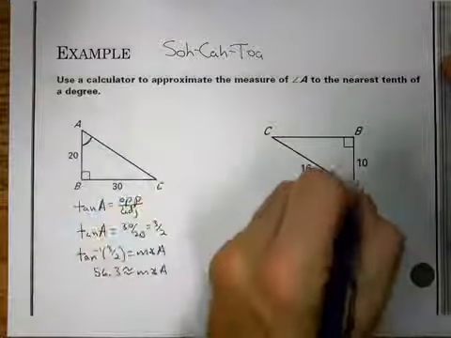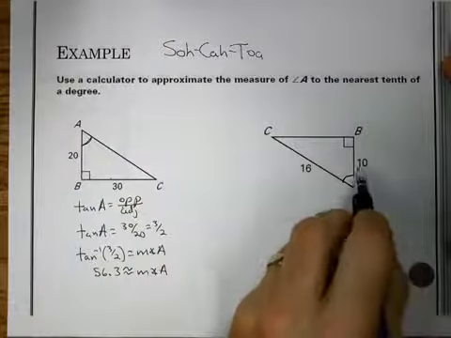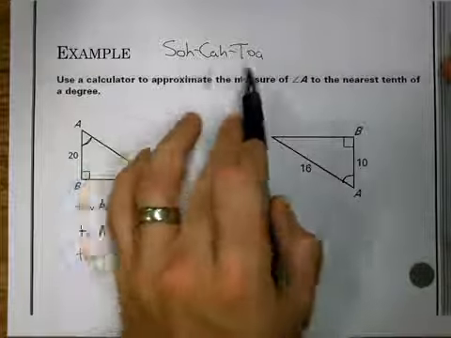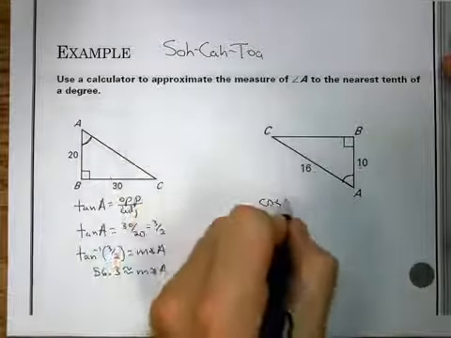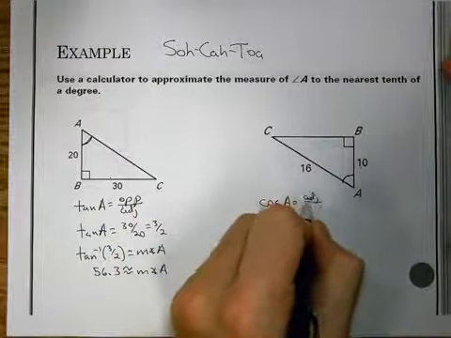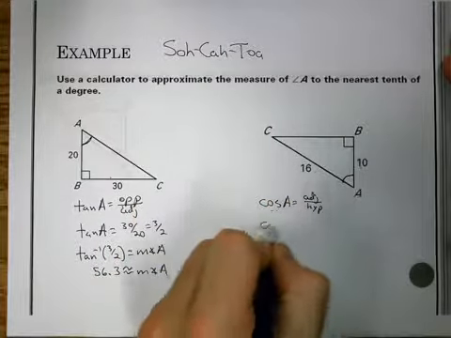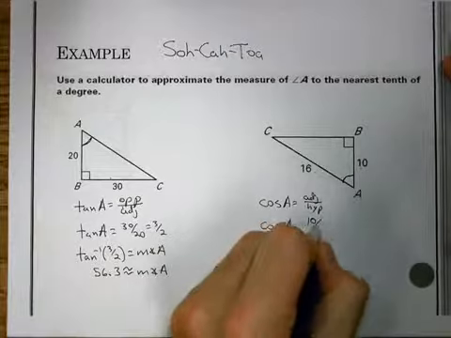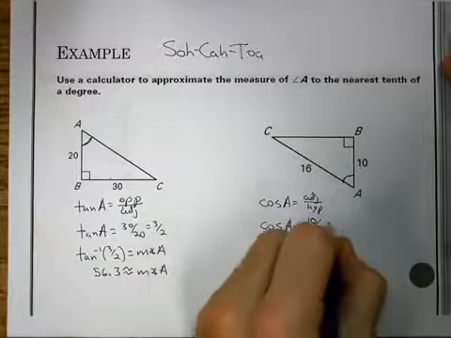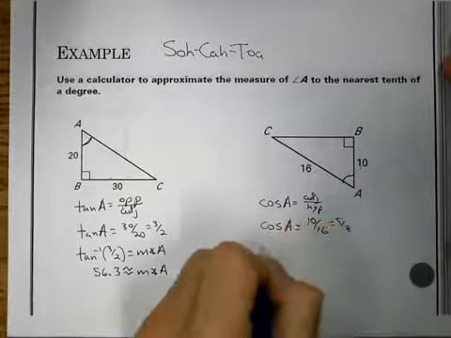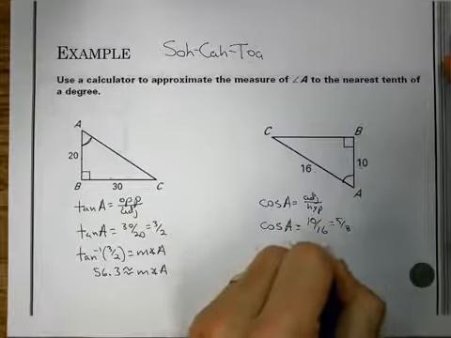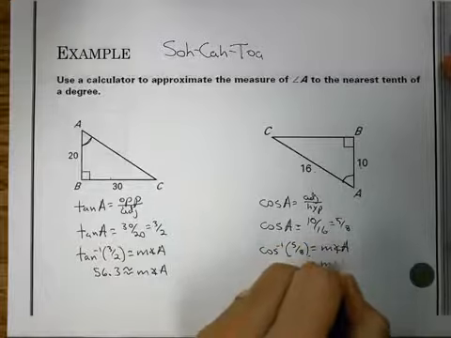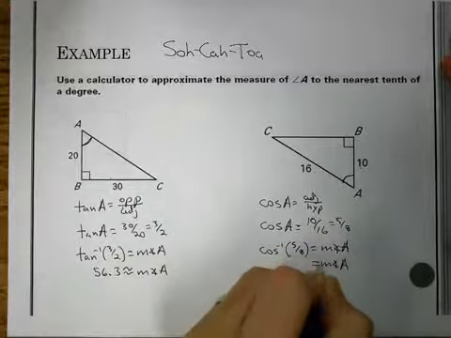Look at our second one. I'm looking at A. This time I have an adjacent and a hypotenuse. Look up here, adjacent and hypotenuse looks like cosine. So cosine of A is adjacent over hypotenuse. So cosine of A is 10 over 16, which is really 5/8. So cosine inverse of 5/8 equals the measure of angle A, and that's going to give us A approximately.